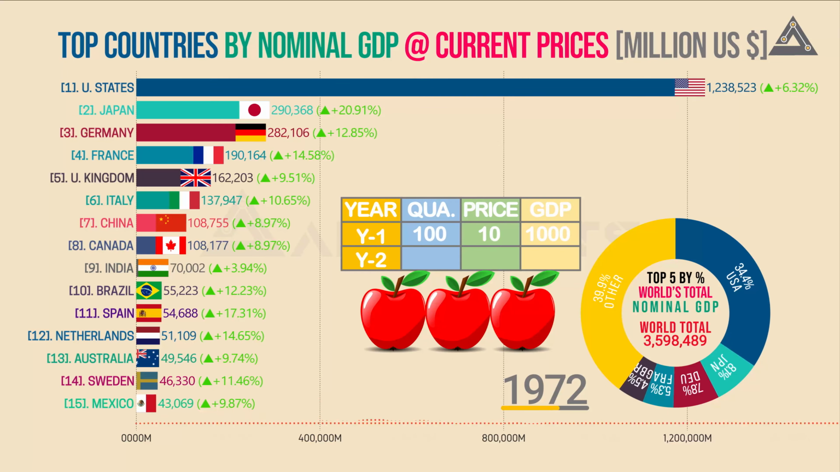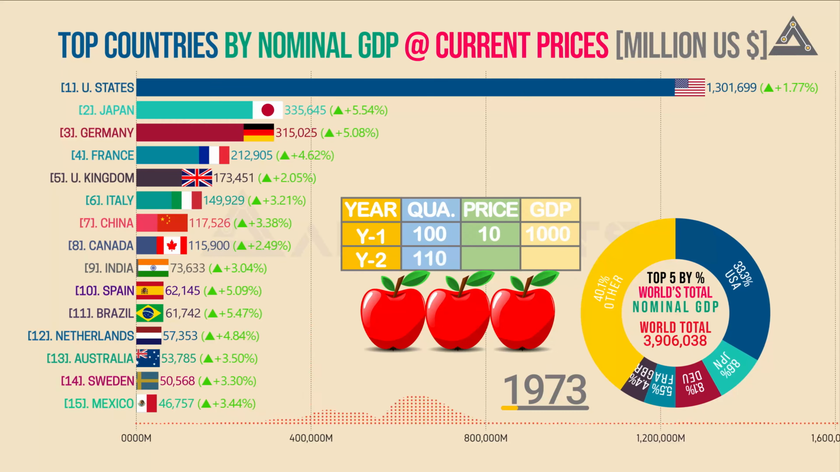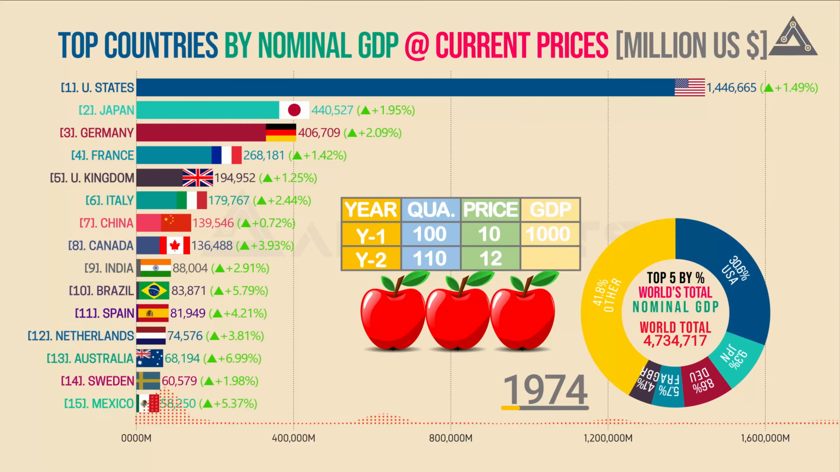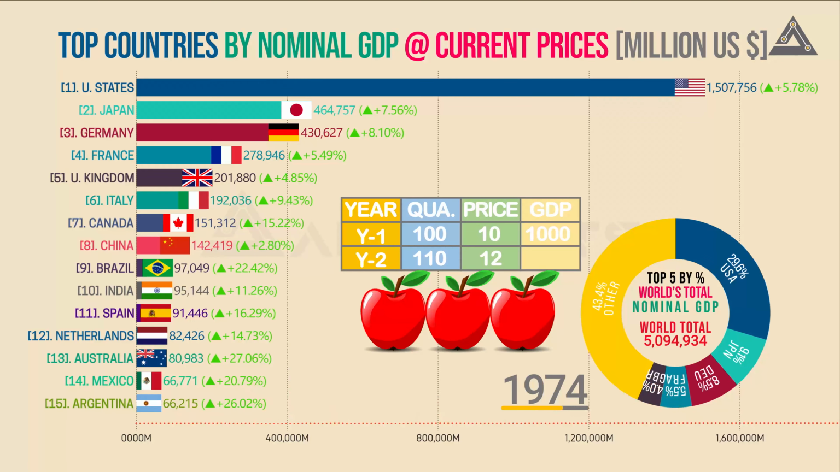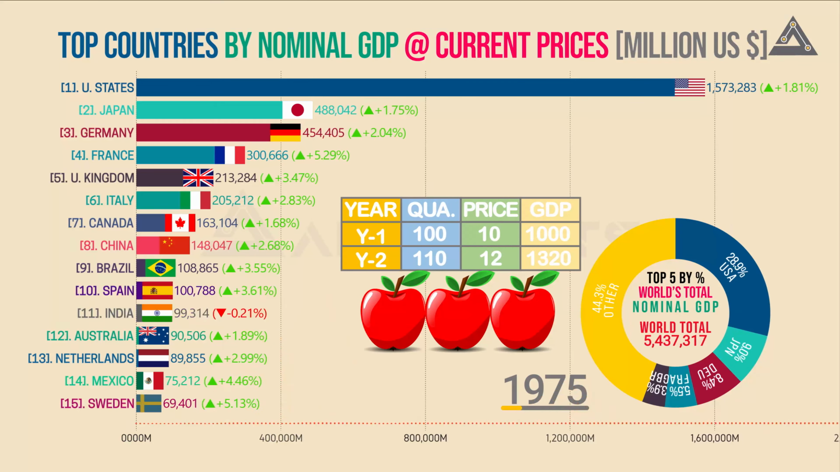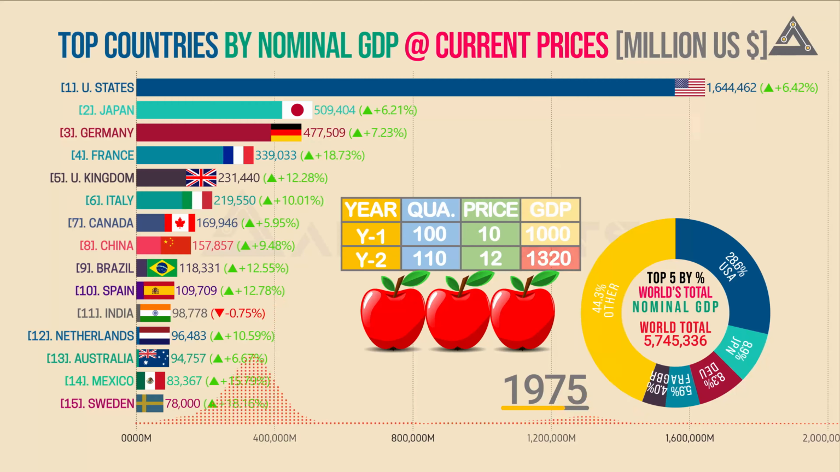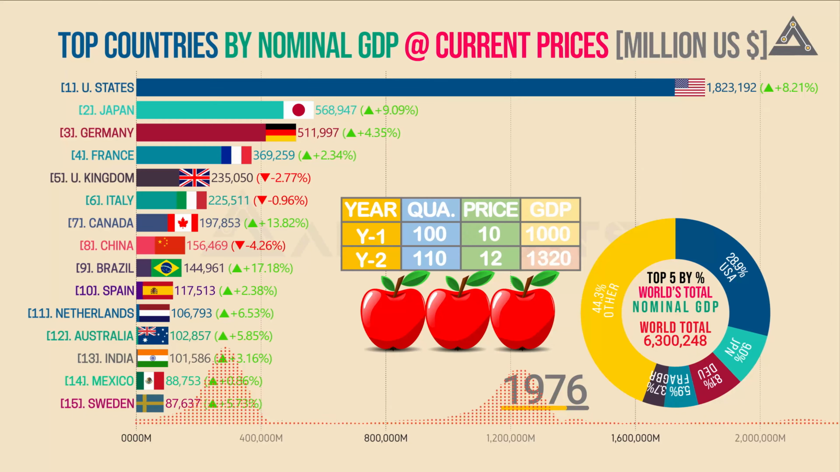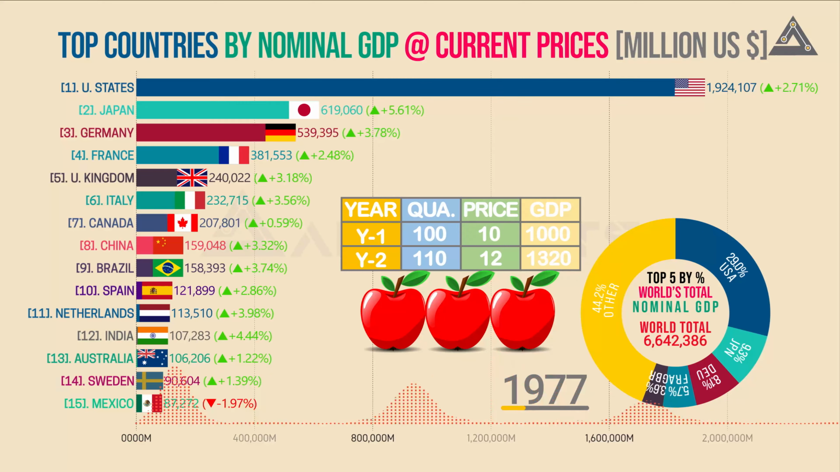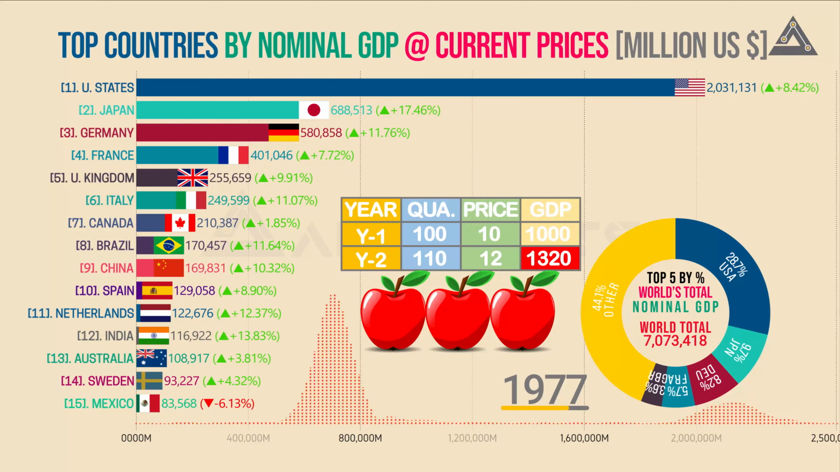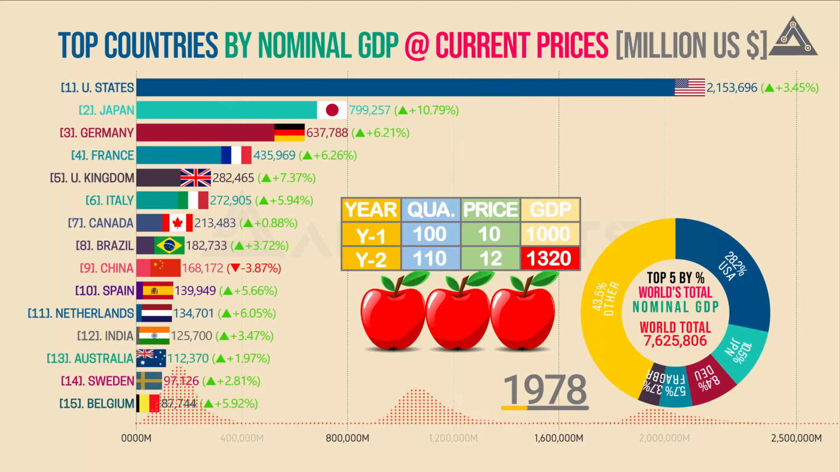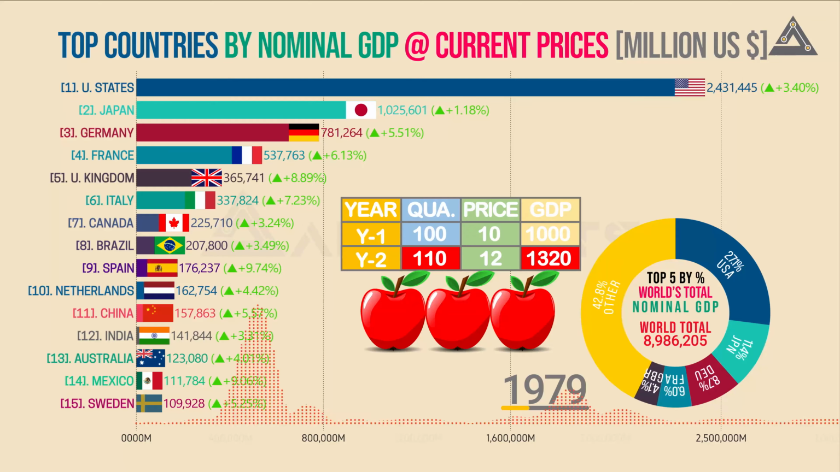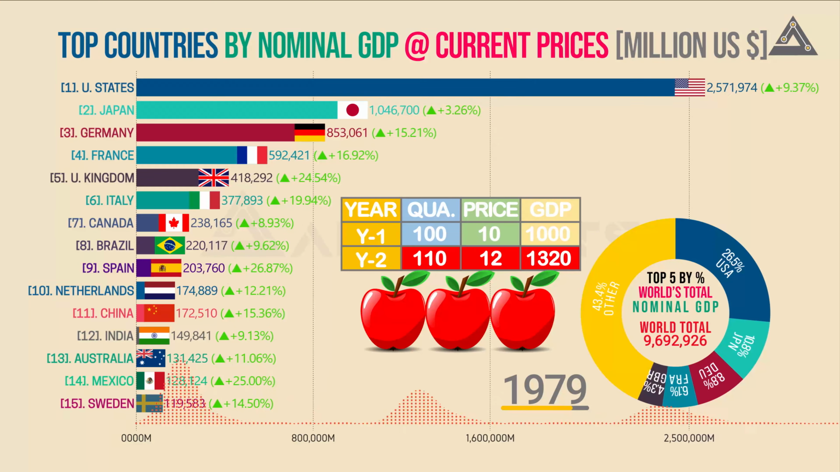In year 2, suppose country A now produces 110 apples, and the selling price of an apple has now increased to $12. Now the GDP of the country would be $1,320. What does this $1,320 indicate? It indicates the nominal GDP of the country. An increase in GDP from 1,000 to 1,320 is not just because of the increase in quantity from 100 to 110, but also because of the increase in price from $10 to $12 per apple.